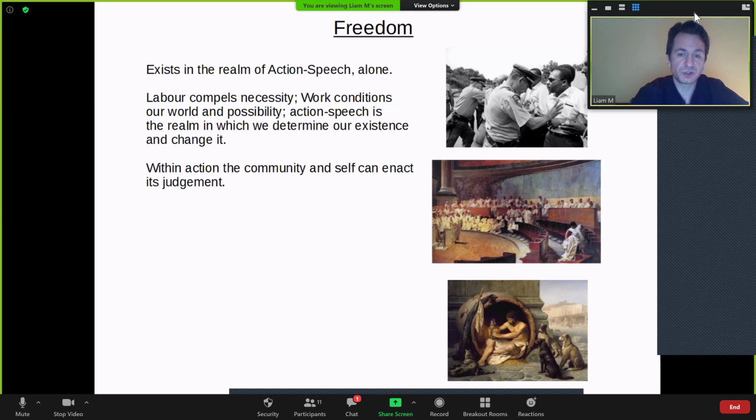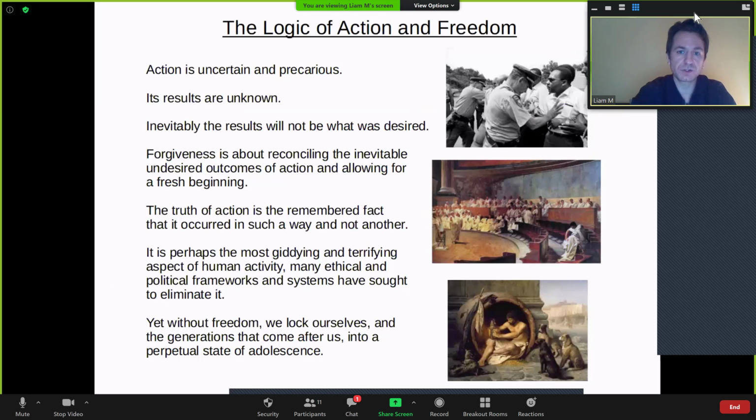Within action, the community and the self can enact its judgment, can enact its opinion, the judgments that it makes, and it can make them real. But the logic of action and freedom is that it's precarious and uncertain. Its results are never known completely. They can't be known. And inevitably, results will not be what we desire because we'll perform an action thinking that it's great, we've all decided, and eventually somewhere along the causal chain of events, something will go wrong and it will not at all be what we want.